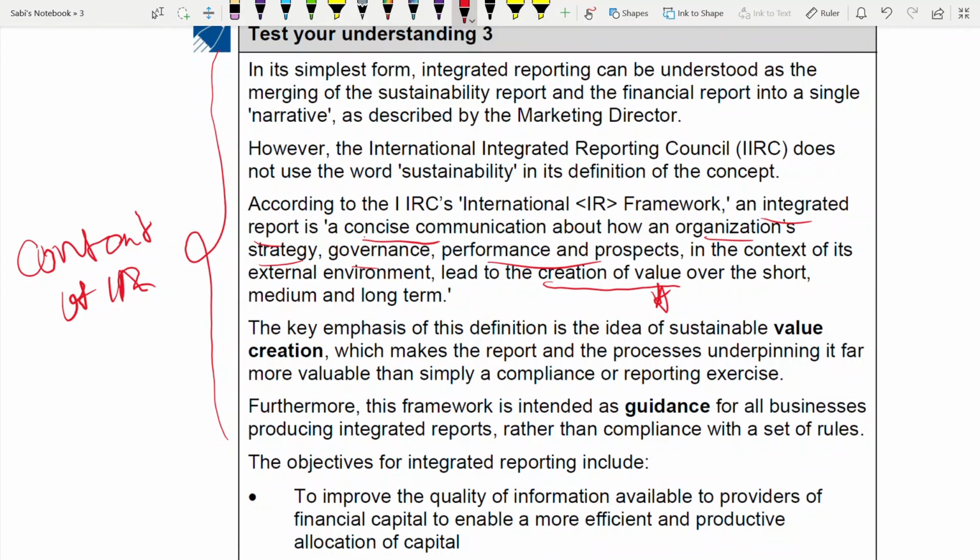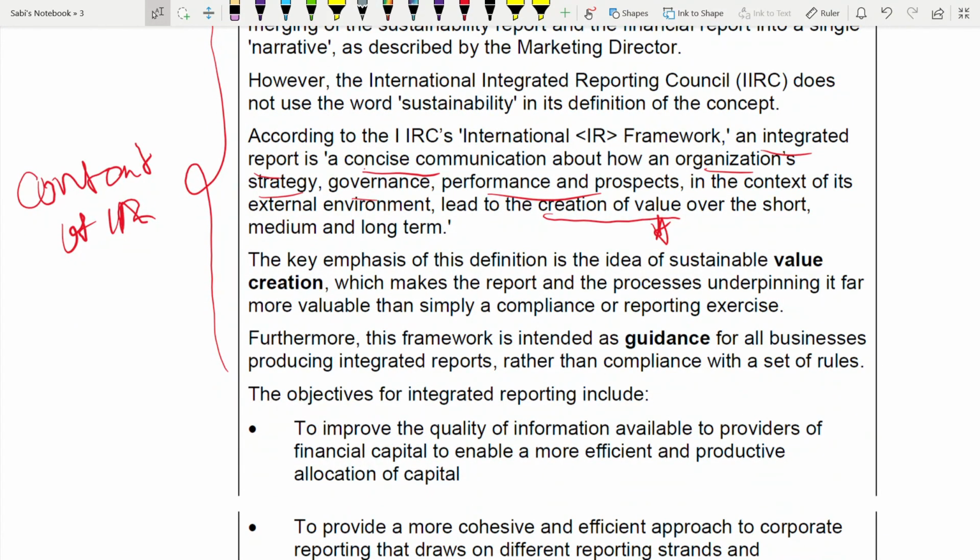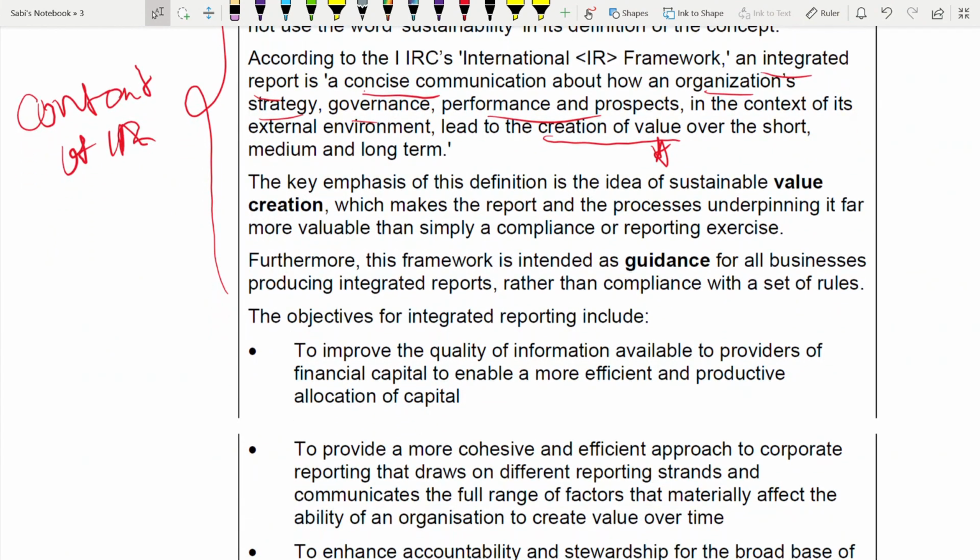Now, whenever a question comes on integrated reporting, I have seen students always mentioning the 6 capitals. Here, 6 capitals has not been asked. Here, they asked how the objectives, 4 objectives, and how it can improve the performance. So please understand the question.